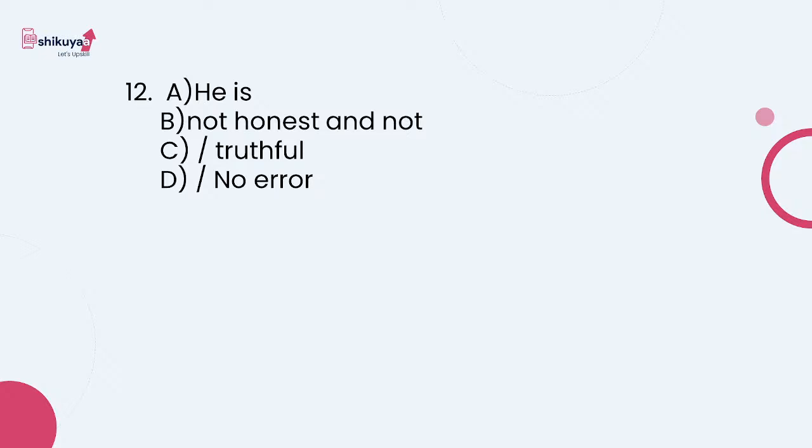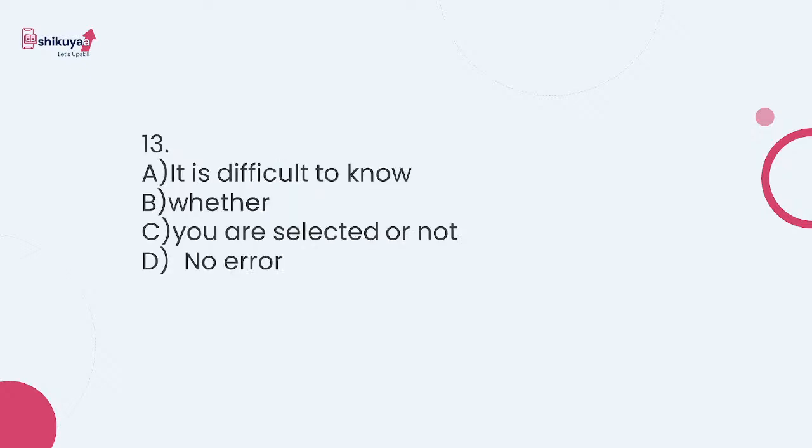So not, it doesn't seem correct. Okay, so instead of this we should use neither honest and nor. We should use neither nor. Okay, and part C, truthful, there is no error either. So our sentence would be like this: he is neither honest nor truthful. That would be the correct answer. Okay, so the right answer here is part B, not honest and not. Students, let's go for the next question. There is question 13.